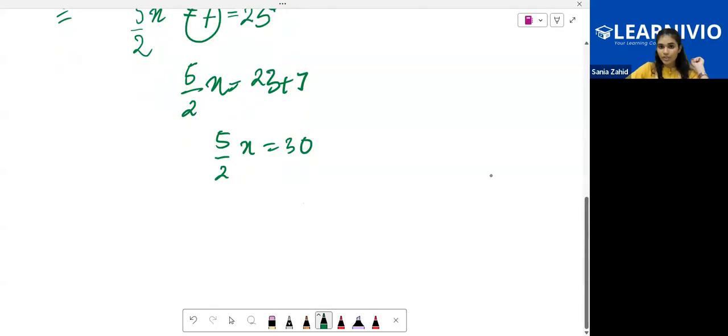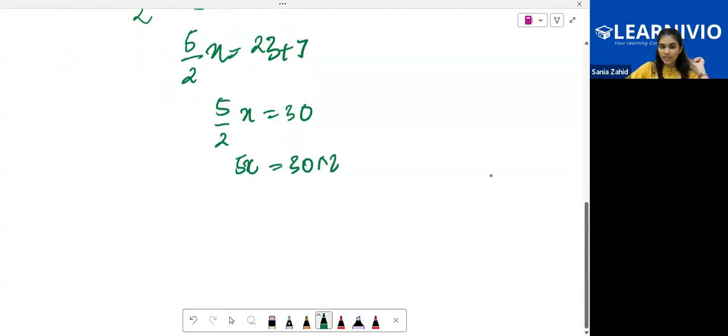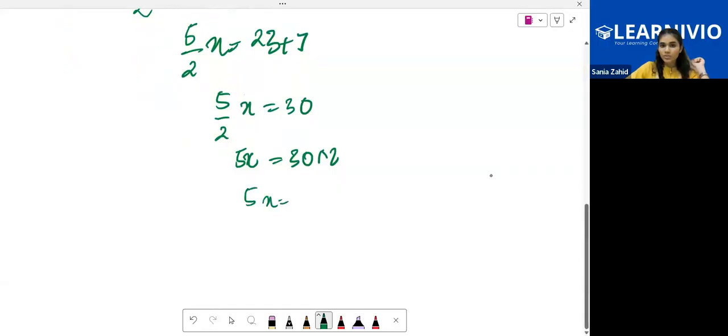Now you have to find the value for x. For that, you need to remove 5 and 2 from here. So how will you remove 2? To remove 2, you will have to multiply 2 over here, because it is being divided. So you will have 5x equal to 60.